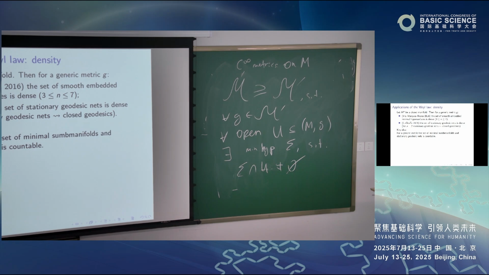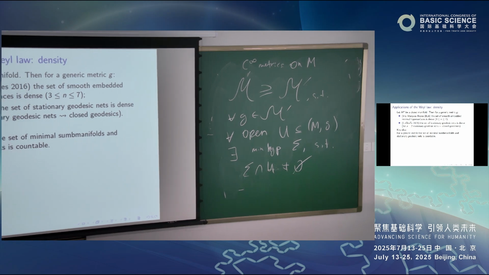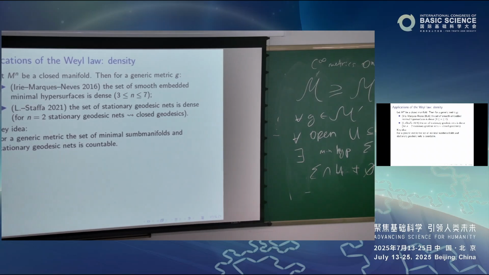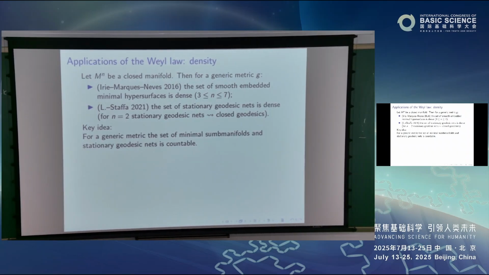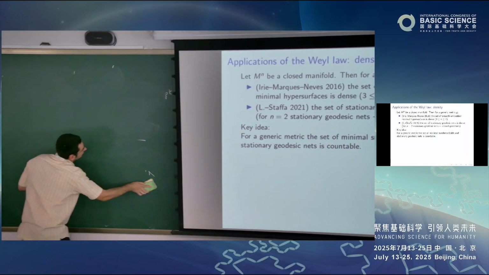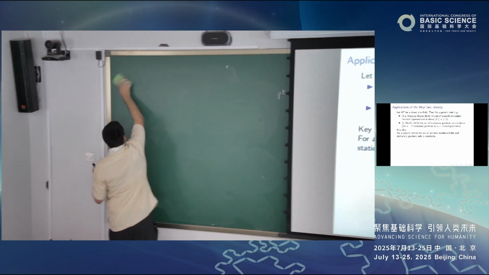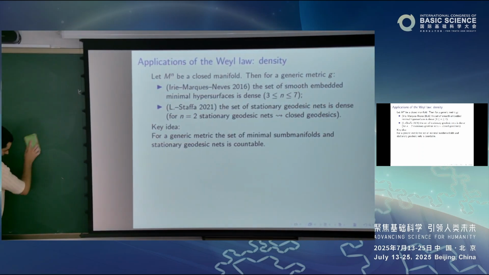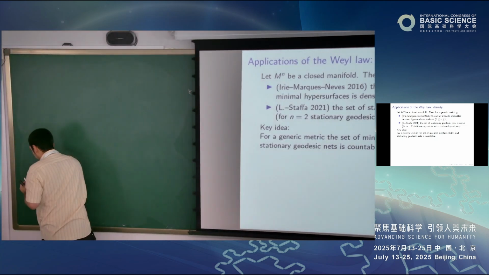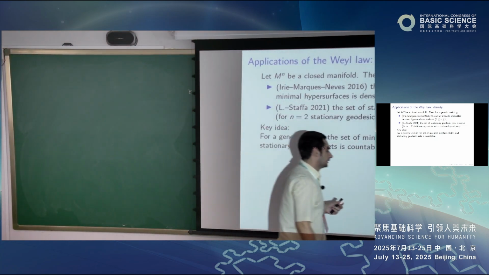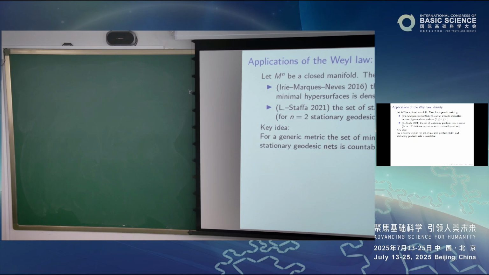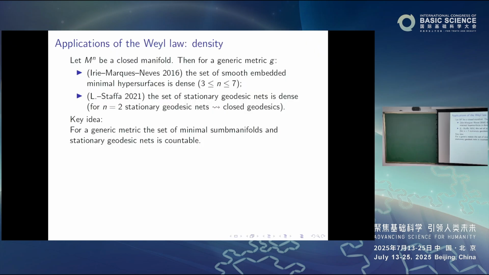The first observation is that the set of embedded minimal submanifolds for a generic metric is countable. This follows from the bumpy metrics theorem of Brian White for minimal submanifolds, and Bruno proved it. He developed a sort of analogous theory for stationary geodesic nets.